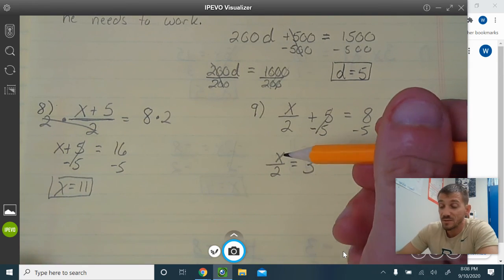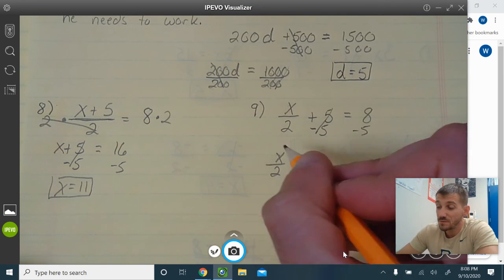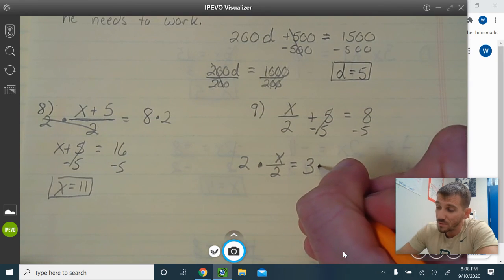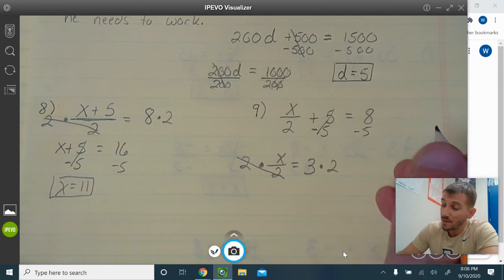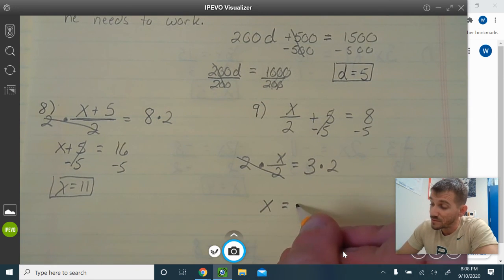Okay, next. X is being divided by 2. How do we get rid of division? I think you know that already. We would multiply both sides by that number. And now we get x by itself, which was the whole purpose of the problem. X is now 3 times 2, 6.